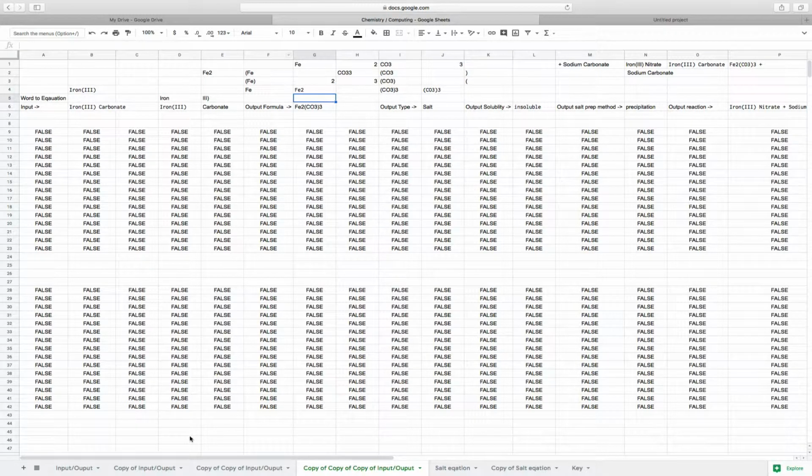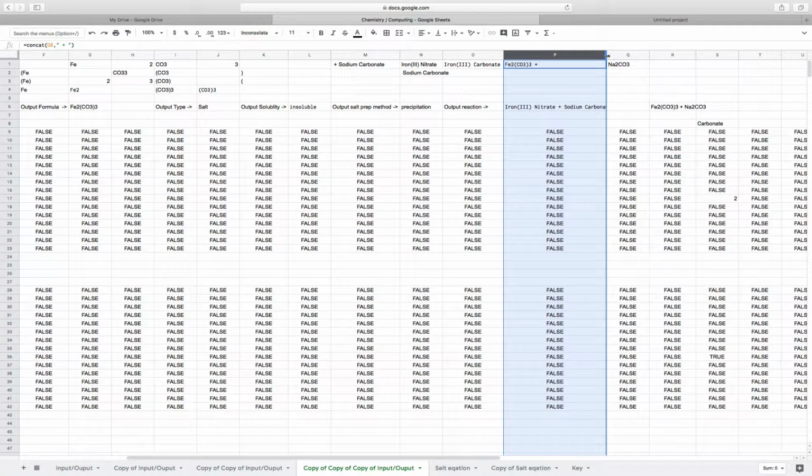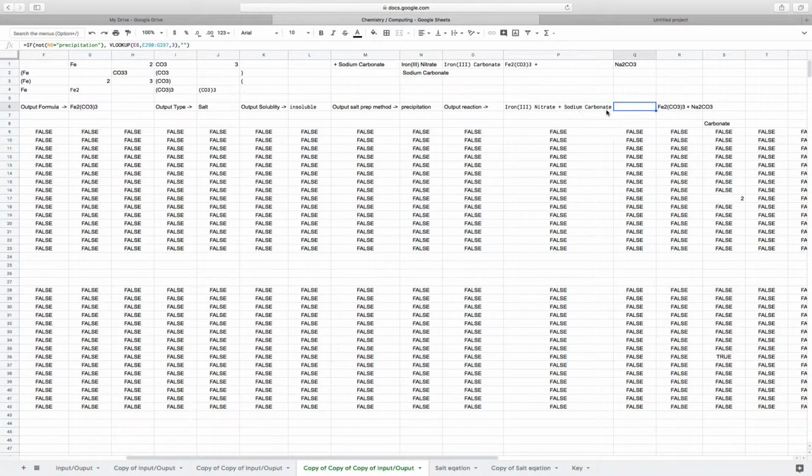So it works out everything about these, so you can go to these to see the solubilities and preparation methods of all of these. This one is iron 3 carbonate, which is insoluble, and so you would use the precipitation method, which is iron nitrate plus sodium carbonate. That's a fairly easy one to produce because you just use nitrates and sodiums. And this, of course, is the irrelevant bit that we don't need to worry about.